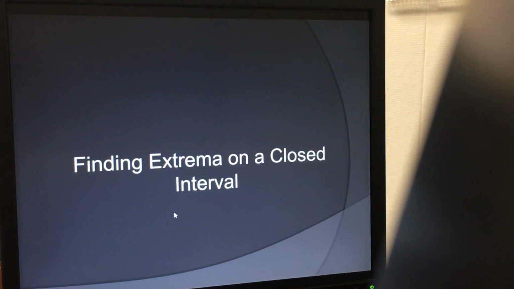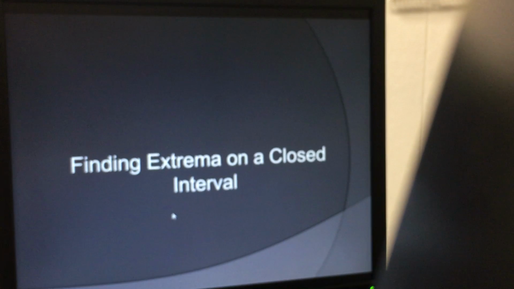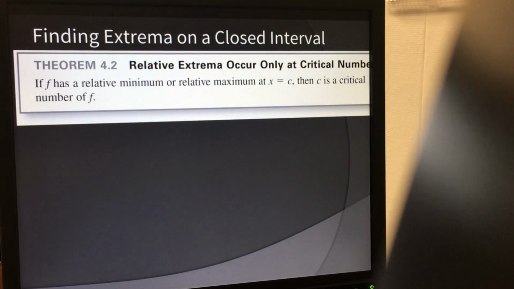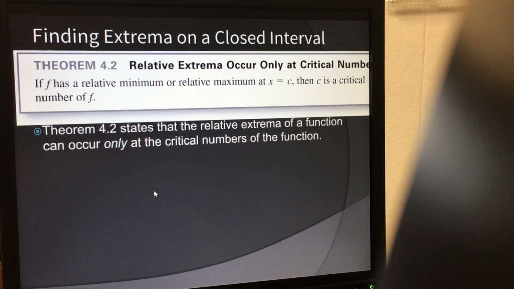Okay. So now how do we find an extrema or extreme values on a closed interval? Because it is a closed interval, we are considering these extrema to be absolute values or absolute extreme values. So from the theorem, if the function has a relative minimum or relative maximum at that point, then it is a critical number. So what it's saying is relative maximum or minimum only appear at the critical numbers.